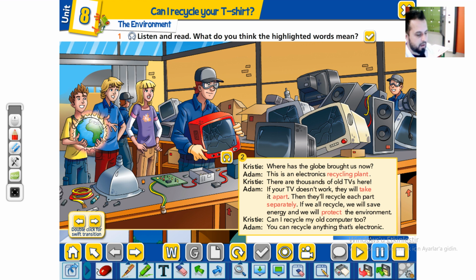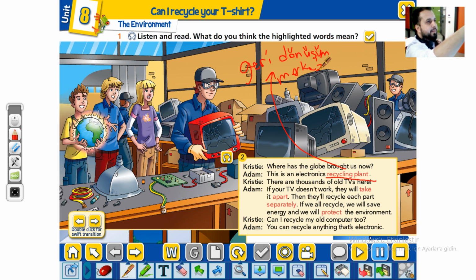There are thousands of... Okay, recycling plant. We already learned 1 minute ago what recycling means. Geri dönüşüm demek. Plant. Recycling plant is a little factory. We recycle everything. Yani küçük bir fabrika gibi düşünün arkadaşlar. Geri dönüşüm merkezi olarak biz bunu Türkçe adlandırıyoruz. Geri dönüşüm merkezi dedik. Let's continue.